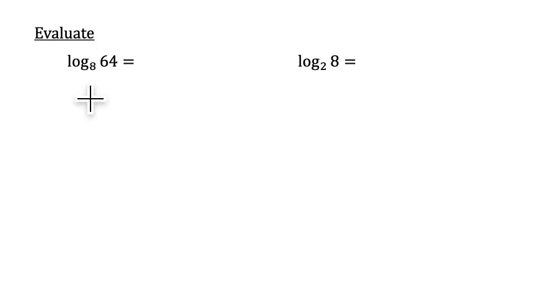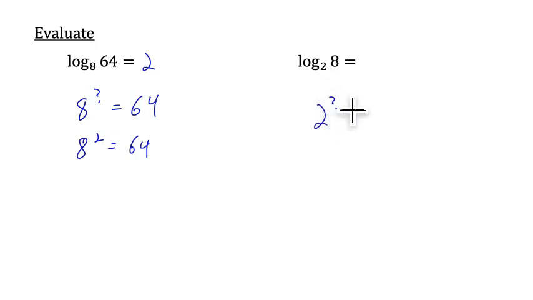Okay, so now we're evaluating, and remember that the log equals the exponent. So we're wondering, 8 to what power equals 64? Well, we know that 8 squared equals 64. So log base 8 of 64 equals 2, because that's the exponent. Here we have a base of 2. We're wondering what exponent we need to use to end up getting 8. Well, 2 to the third power equals 8. So log base 2 of 8 equals 3, because that's the exponent.